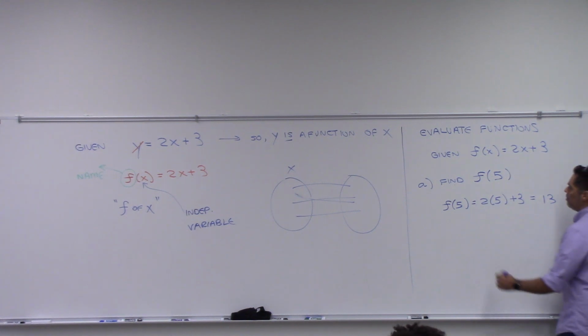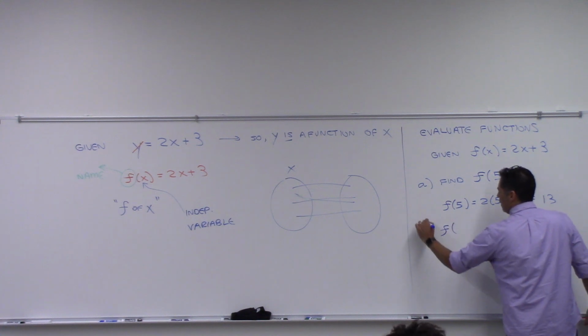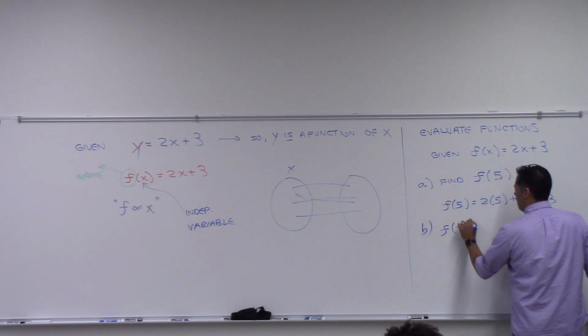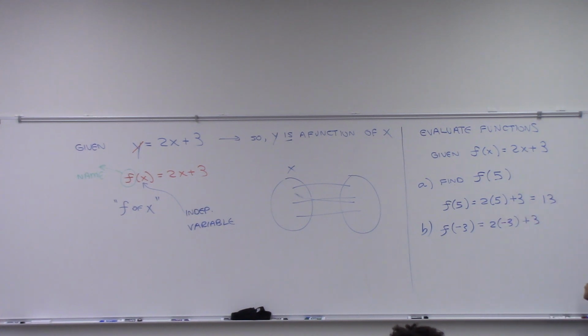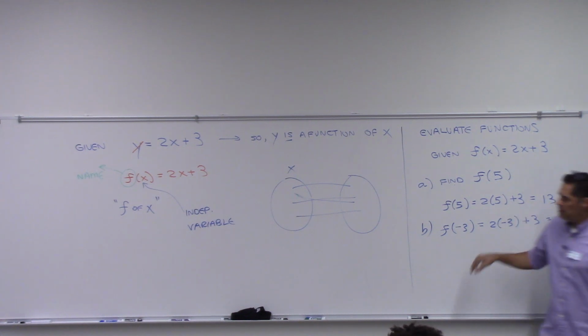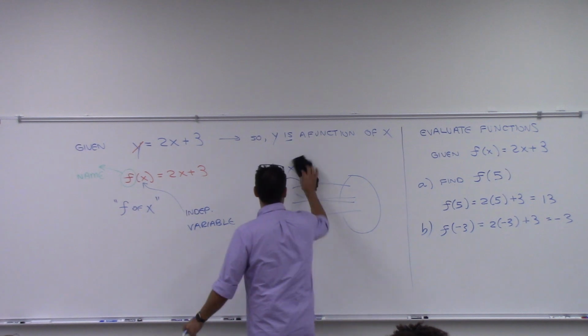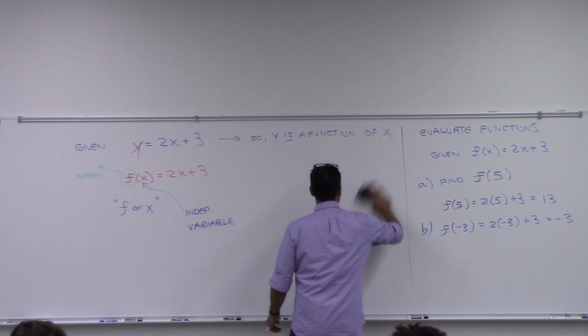Let's try a negative number just to make sure. What's f, part B? What's f of negative 3? So that would be 2 times negative 3 plus 3, right? Order of operations again. Negative 6 first, plus 3 is negative 3. Most everyone is completely okay with this, yes? Most of the time, yeah? Okay, let's keep going.